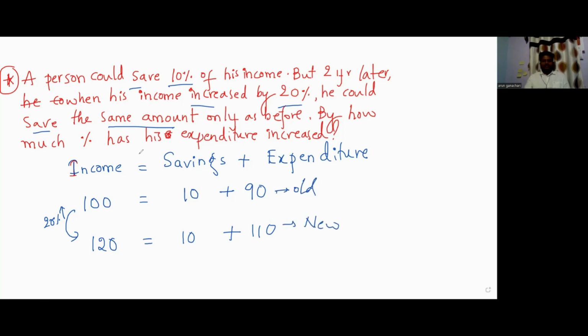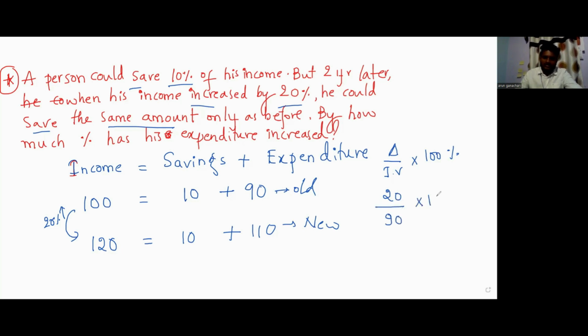Now we have old expenditure and we also have new expenditure. They are asking by how much percentage has his expenditure increased. What formula we will use? We'll use the change in value divided by initial value into 100% formula. What is the change in value? 110 minus 90. What is 110 minus 90? 20, divided by initial value is how much?